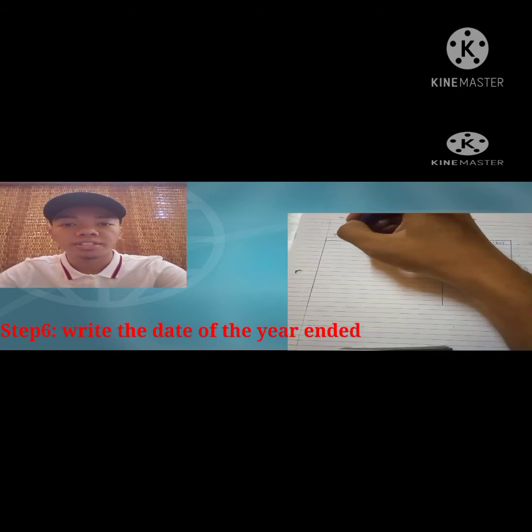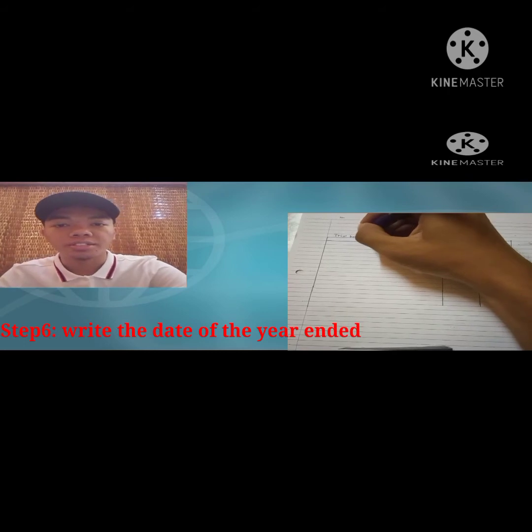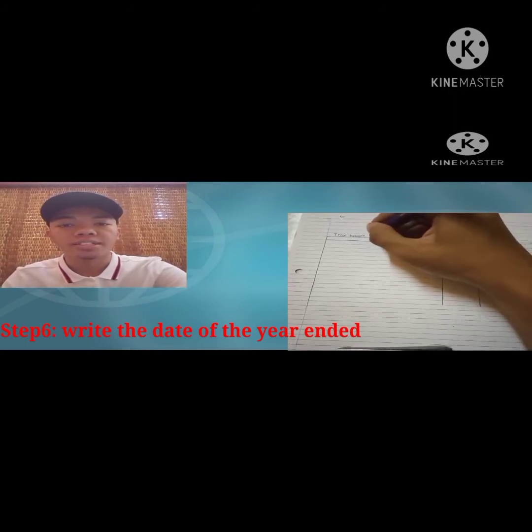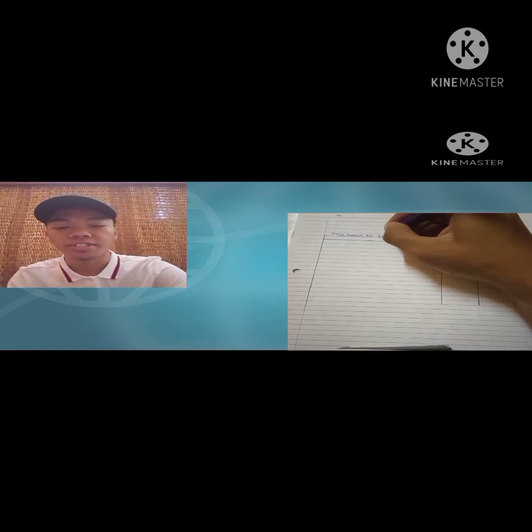The sixth step is to write the date of the trial balance. We must write the words trial balance, then write the name of the store, followed by the date, as in the video I show.